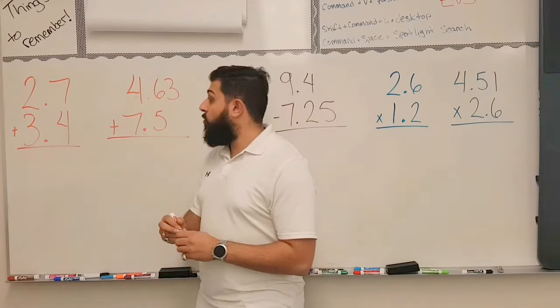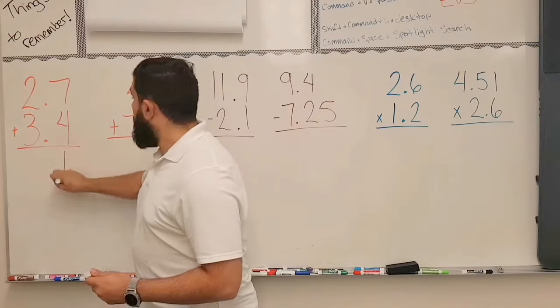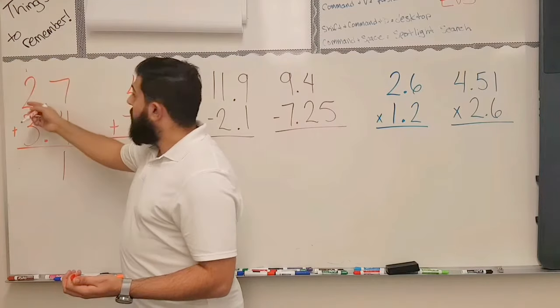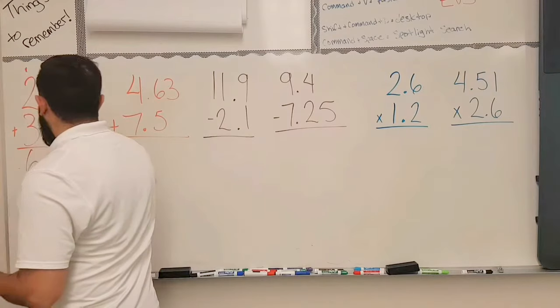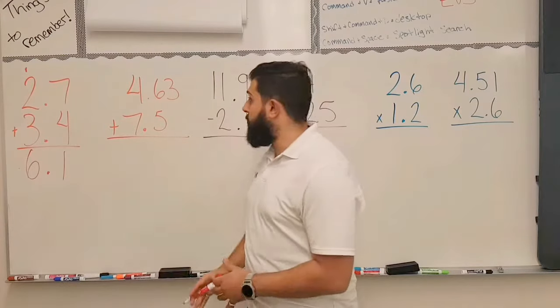First question, 7 plus 4, we know that is 11. First one, you carry the second. 2 plus 3 is 5 with an additional 1. We know that it's 6. That answer is 6.1, very simple.